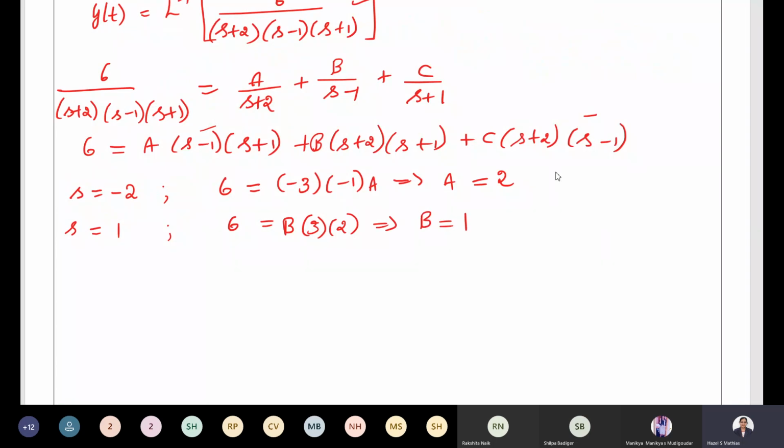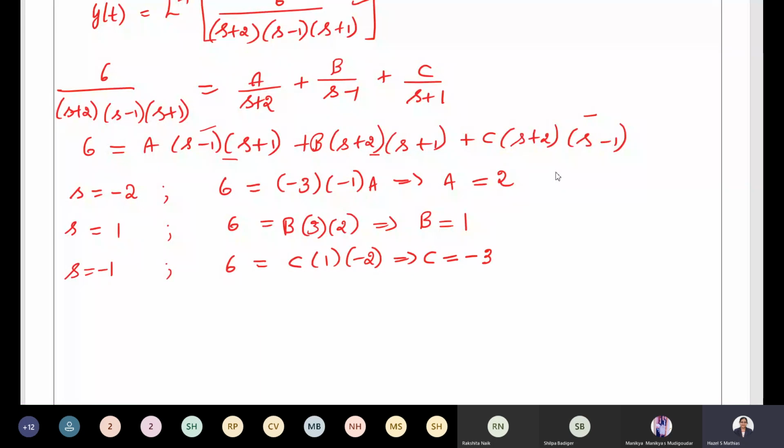Next, put s is equal to -1. So if you put s is equal to -1, what happens? This term and this term will be 0. We will get the value of c. That is 6 is equal to c into, value is -1 plus 2 is 1, and here if you put -1, 1 into -2. Hence we will get the value of c as -3. Is it clear, everybody? Yes, ma'am.